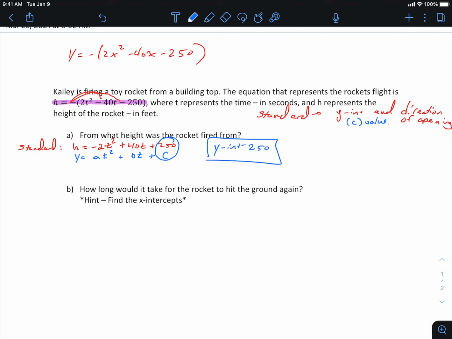Well, we just apply the math concepts that we've learned, and then we take our answer and relate it back to the question. The question here is, from what height was the rocket fired from? You can say, okay, that sounds like my y-intercept, right? So the rocket, and I'll do this in another way in a second. Okay, the y-intercept is 250. We know that this is going to be the height.